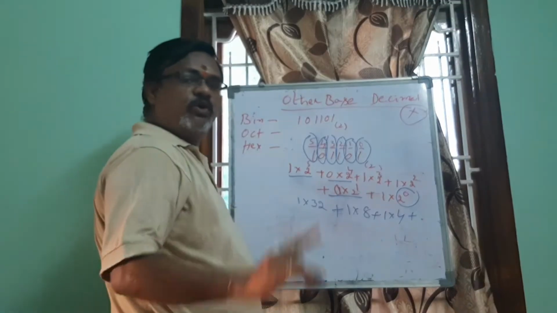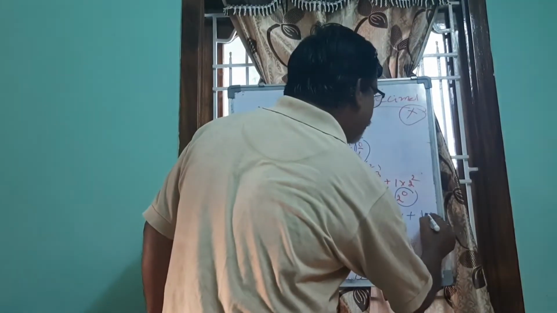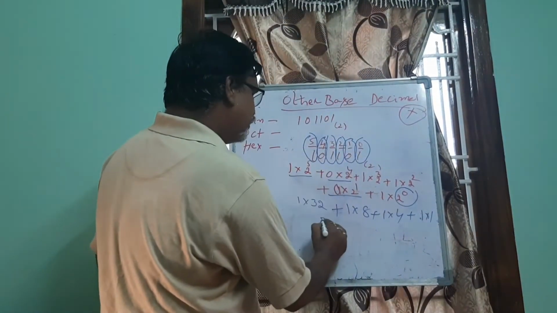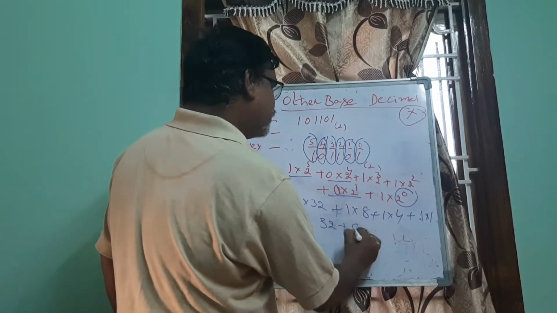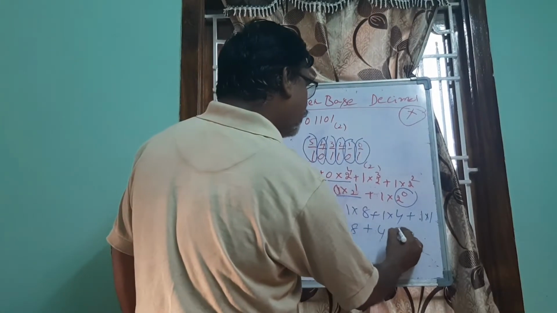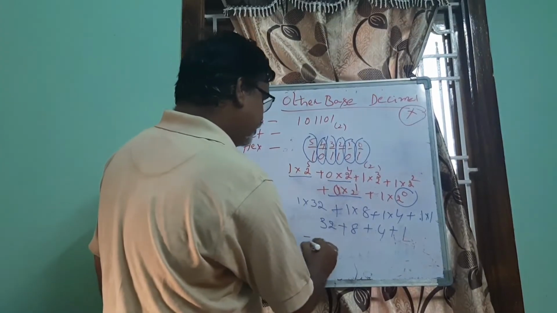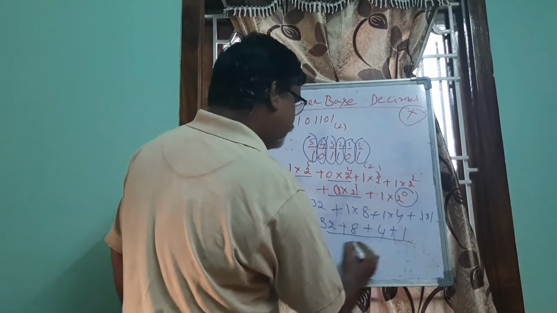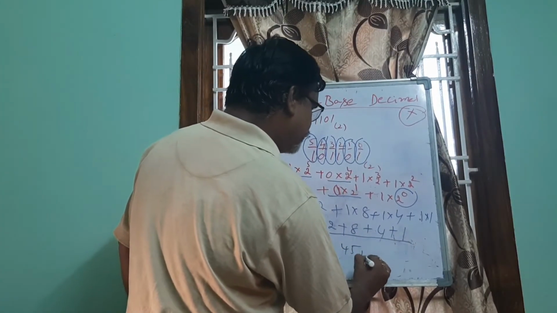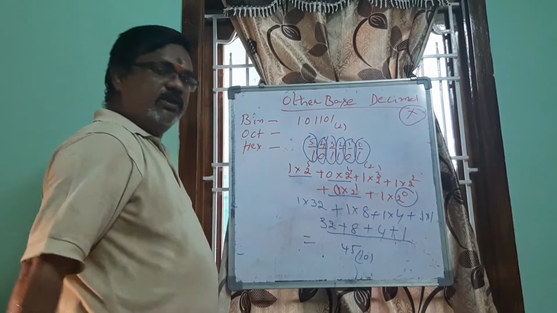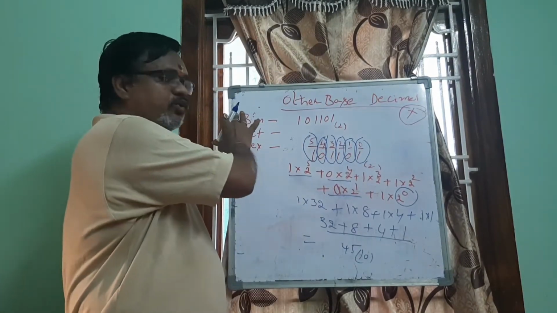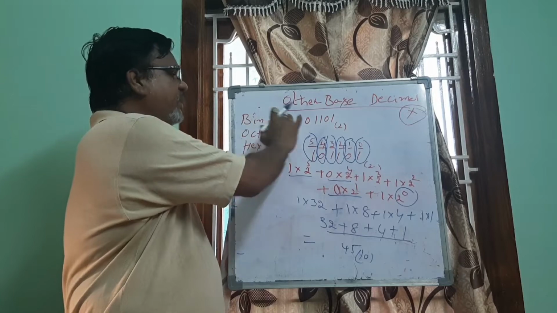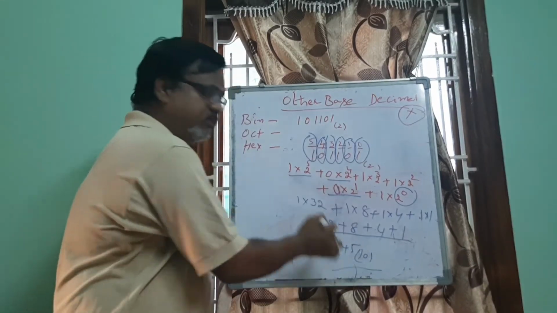2 power 0 is equal to 1. So that's why 1 into 1. So it is 32 plus 8 plus 4 plus 1. So this is equal to 44 plus 1, 45 base 10. Okay. So this is the way how you are going to convert a binary number into equivalent decimal value.